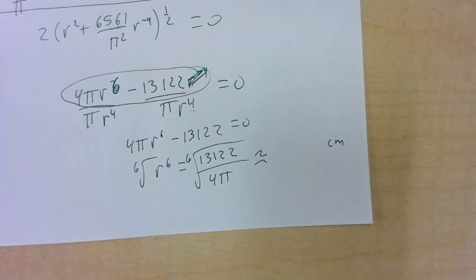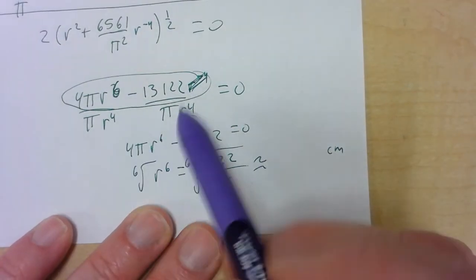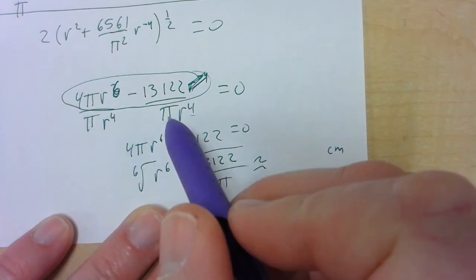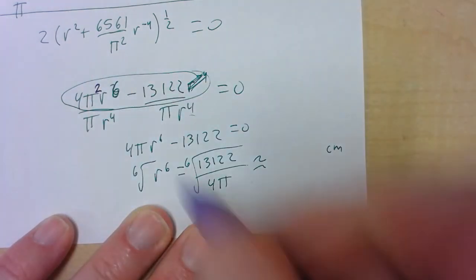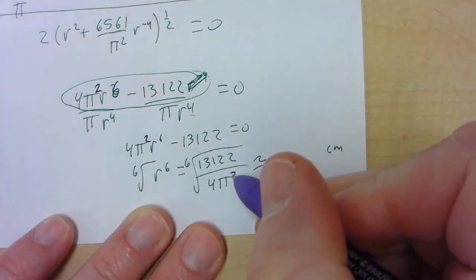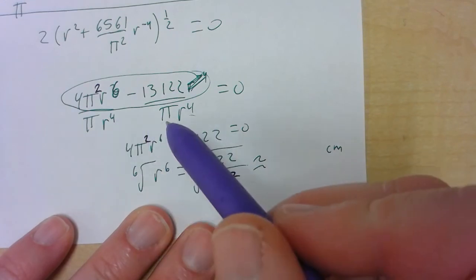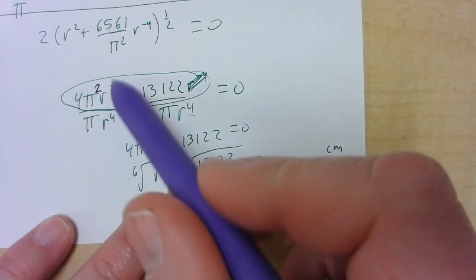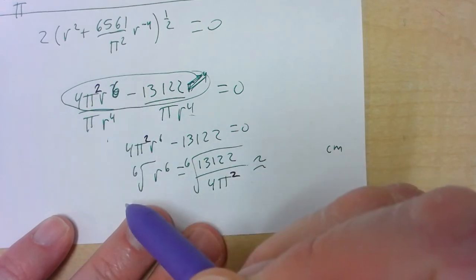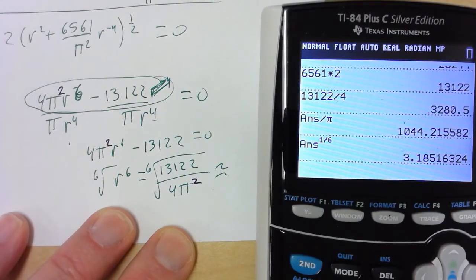Okay, found my mistake. When I got my common denominator here, I multiplied this by pi, multiplied this by pi. I forgot to multiply the top by pi, so that should be pi squared. So that means this is pi squared, which means this is pi squared. There we go. So I had to get a common denominator here, so I need to multiply the top and the bottom by pi, and the top and the bottom by r to the 4th. So then I have this answer right here.